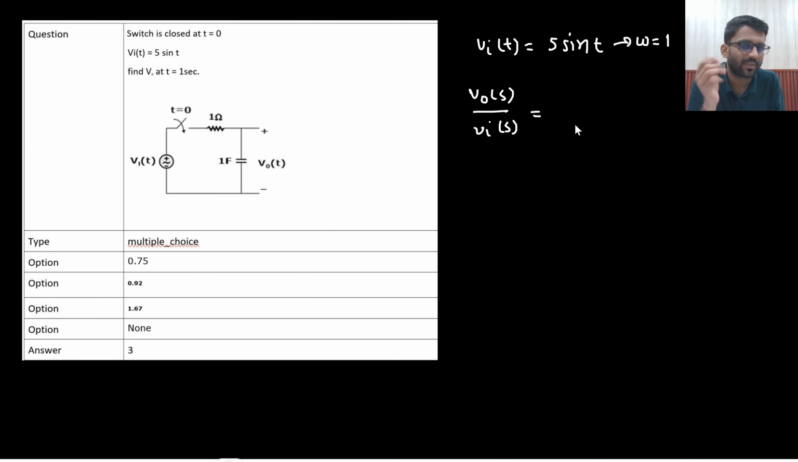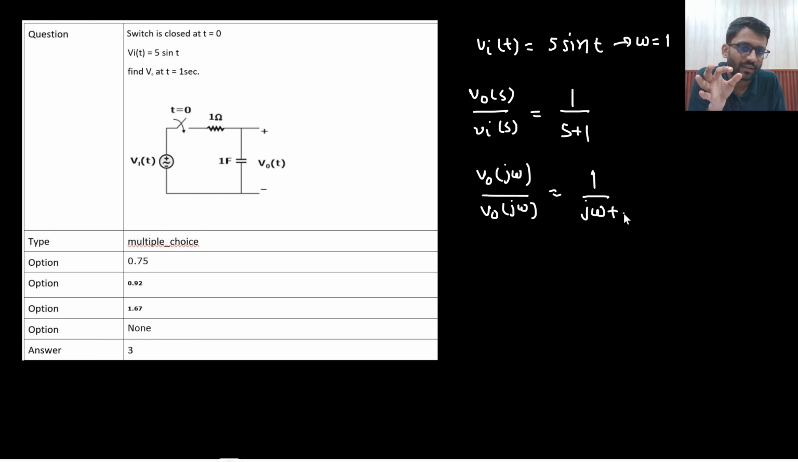I hope you know the concept. Otherwise you will not be able to understand it. There is a certain concept of solving it. The topic name is AC transient. So 1 upon SRC plus 1, 1 upon S plus 1, and if you write it in terms of omega, that would be 1 upon j omega plus 1, and omega value given is 1 only. So you can put that equals to 1.